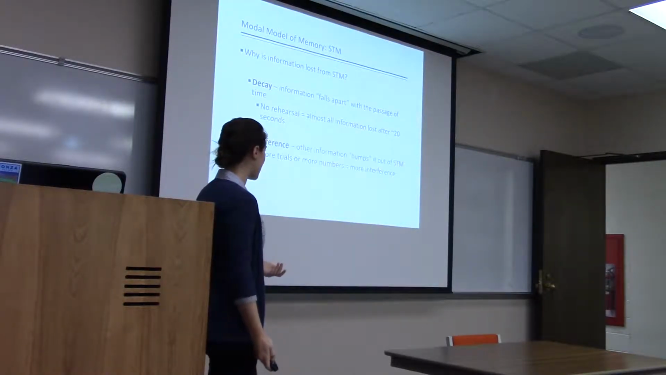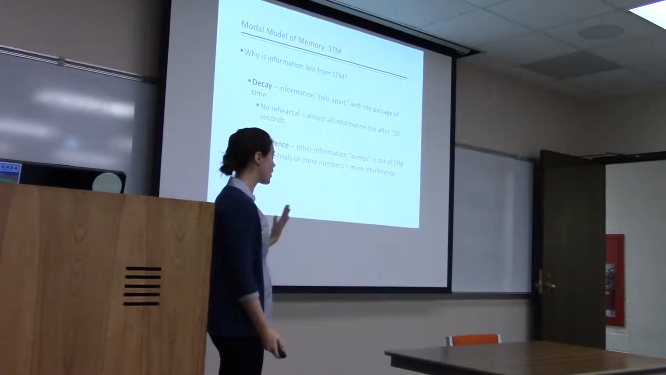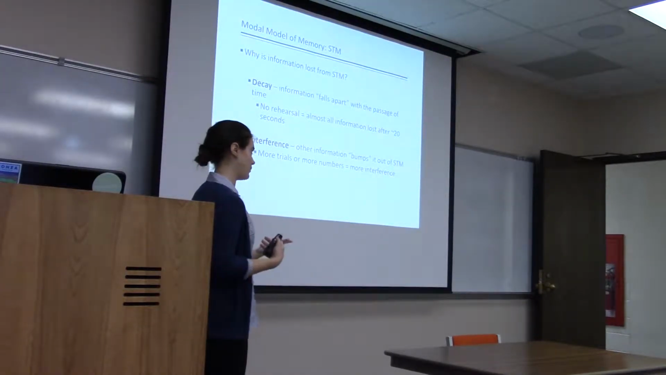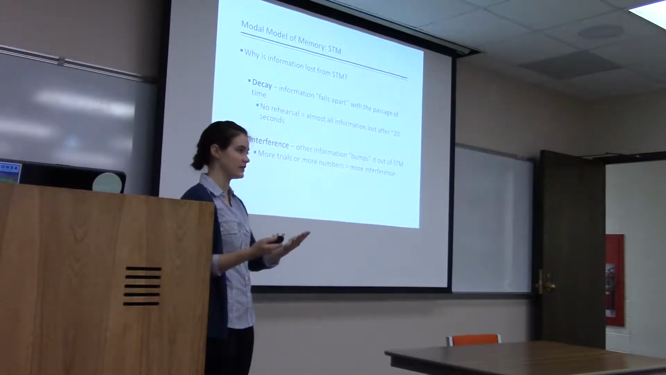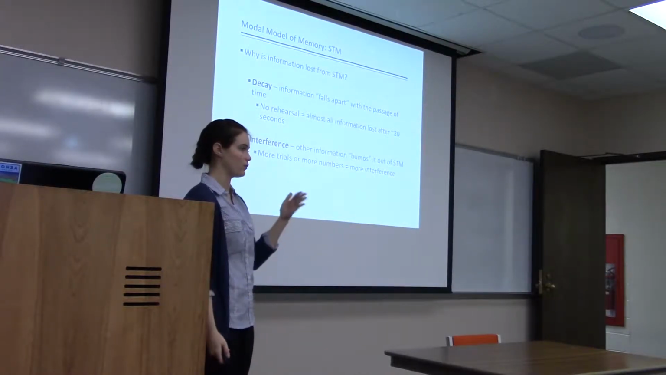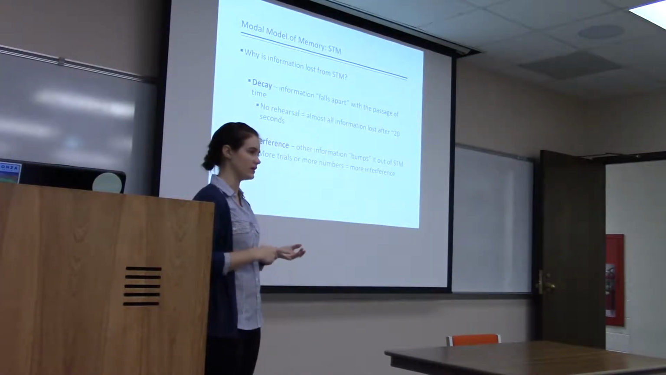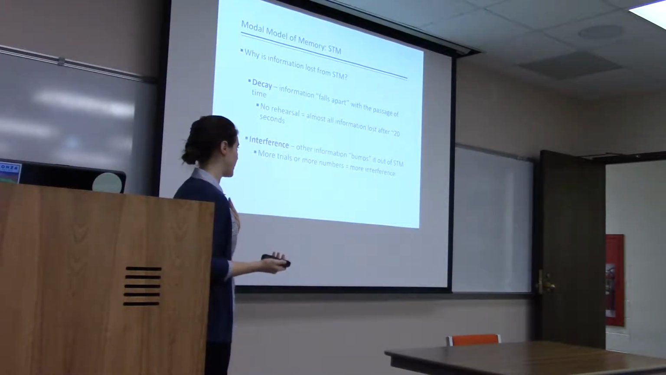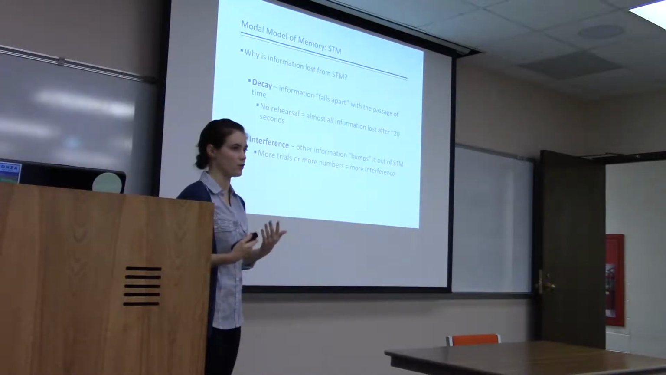In addition to decay, there's also interference. Other information bumps the original information out of short-term memory. We saw this in our experiment where we went through multiple trials, and then there was the introduction of new letters and new numbers, and that information made it more difficult because it created more interference.